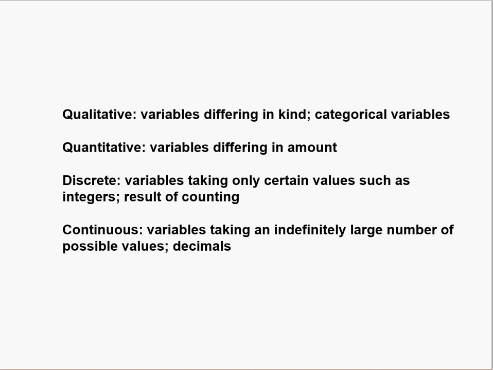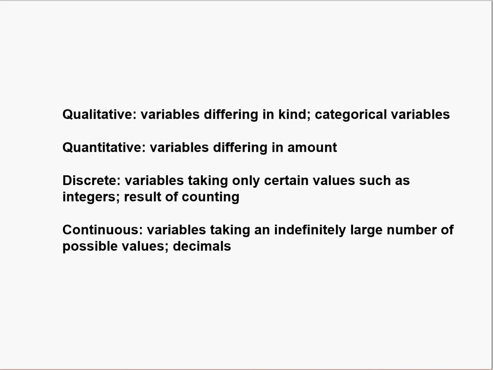Then in contrast, we have quantitative variables. A quantitative variable can tell us how observations are different in amount, okay? Different levels of income, different age, different body weight, different body height, and different temperature between places. So these are all examples of quantitative variables.